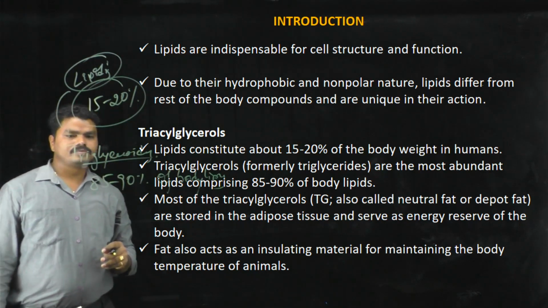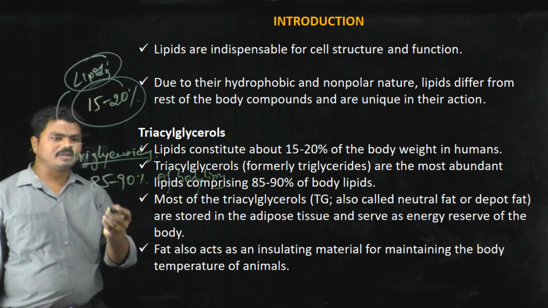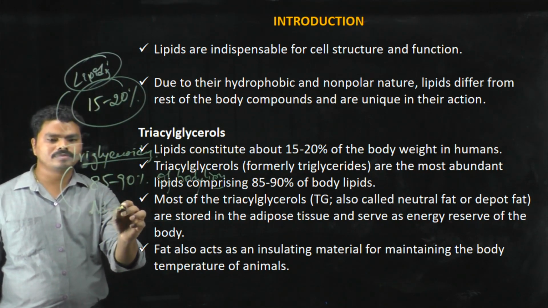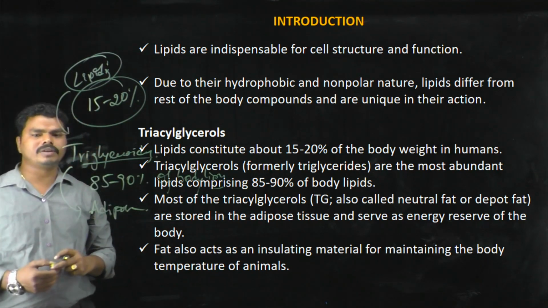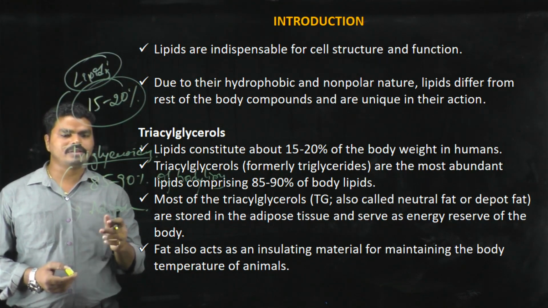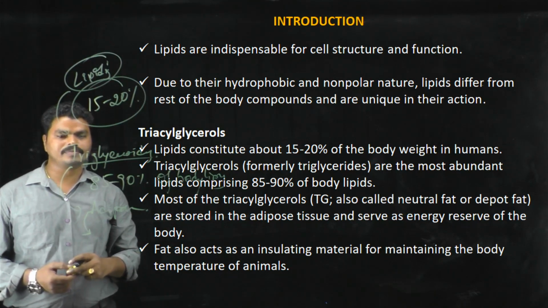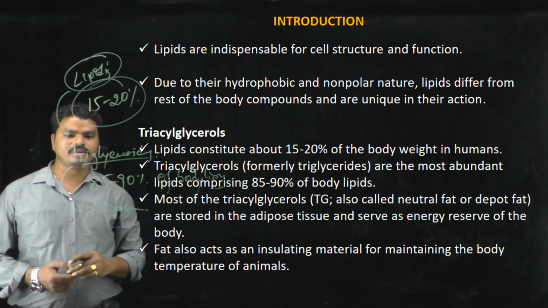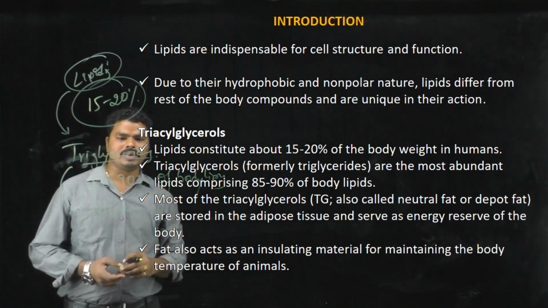Most of the triglycerols are stored in the adipose tissue, and they are used as an energy reserve whenever the body requires high amounts of energy. The stored lipids in the adipose tissue are used for energy. The fat also acts as an insulating material, maintaining the body temperature of our biological systems.